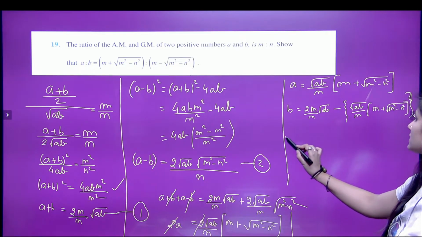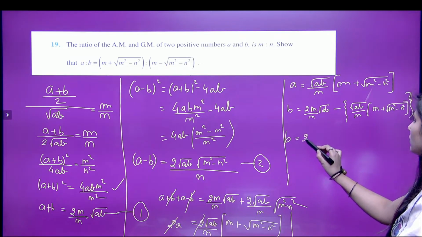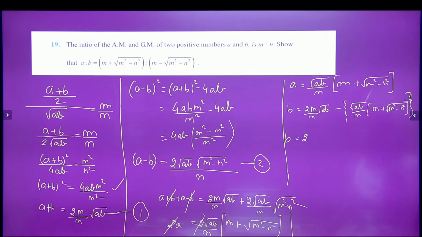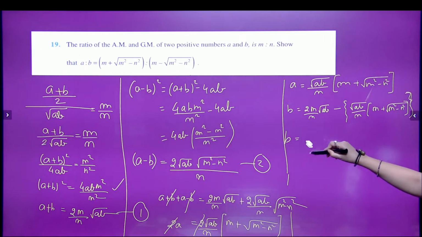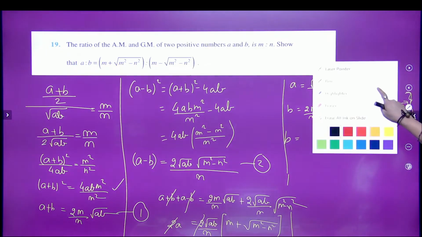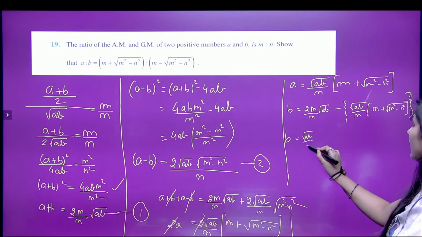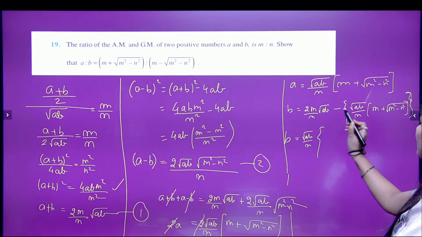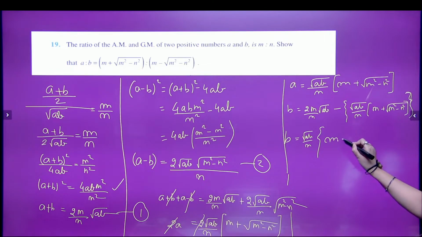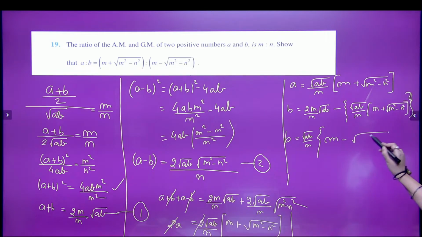Okay, so B is equal to 2. I'll take root AB by N as common. That will be better. So root AB by N, if I take common, then I have 2M minus M, so I have M only, minus under root M square minus N square.